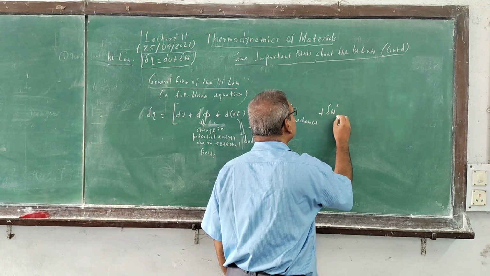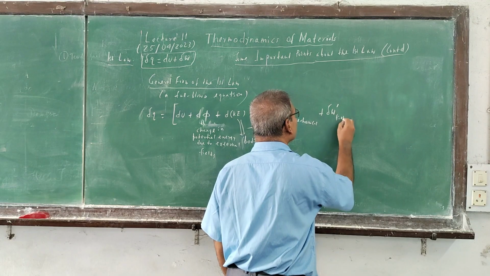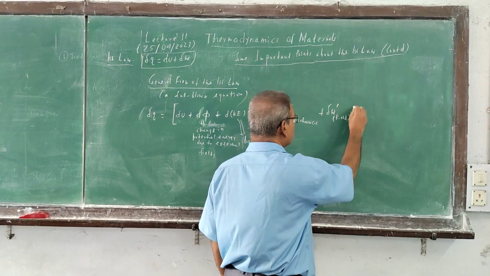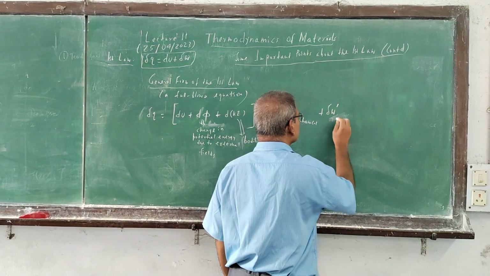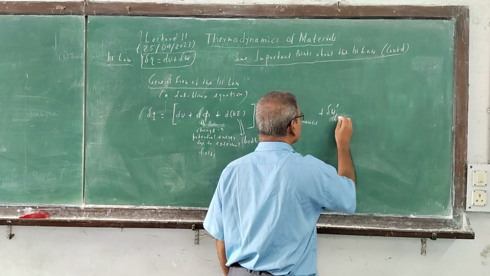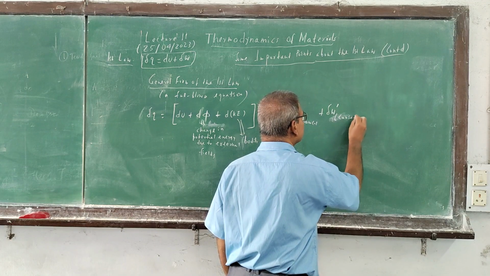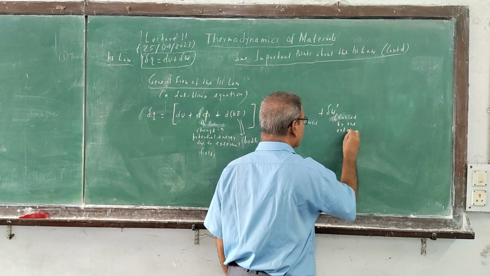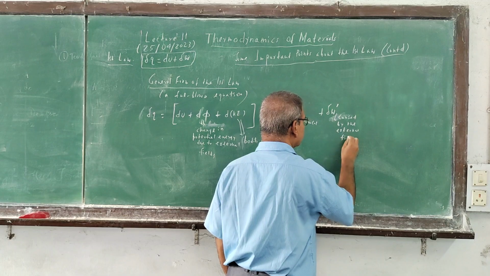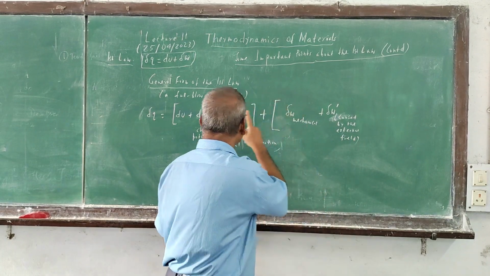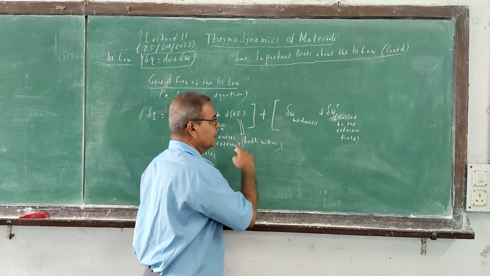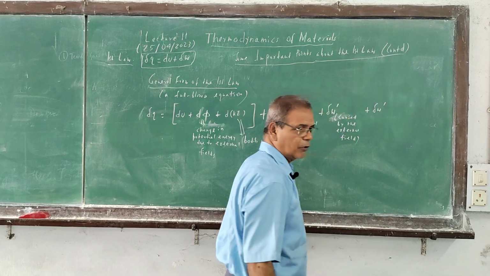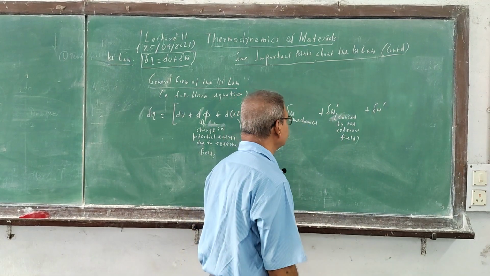Due to field, I am writing short. dw prime with external field, caused by the external field. External field, as I have already mentioned on the left hand side, right hand side, plus another dw prime, non-mechanical. Primes are non-mechanical.